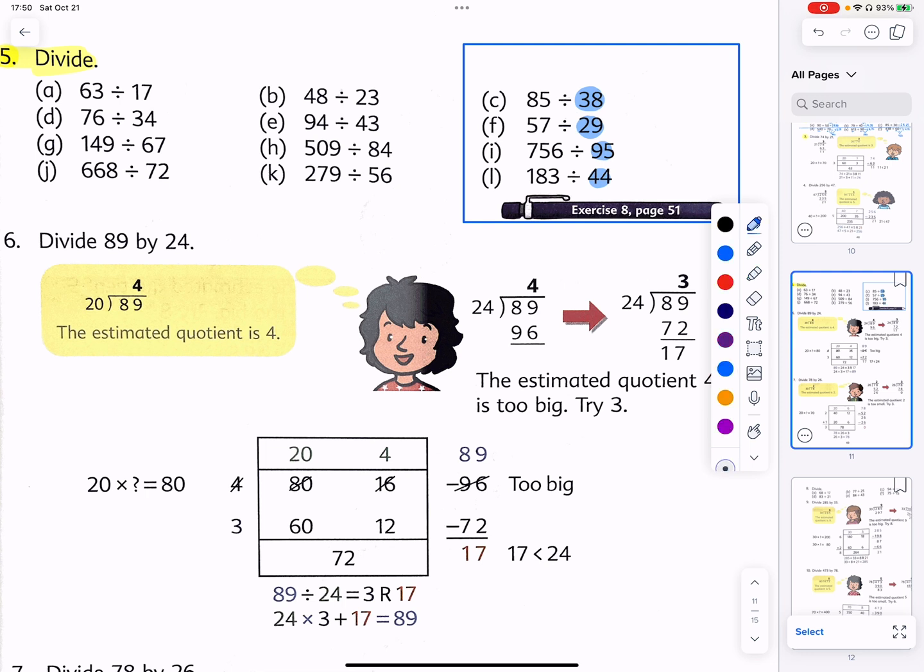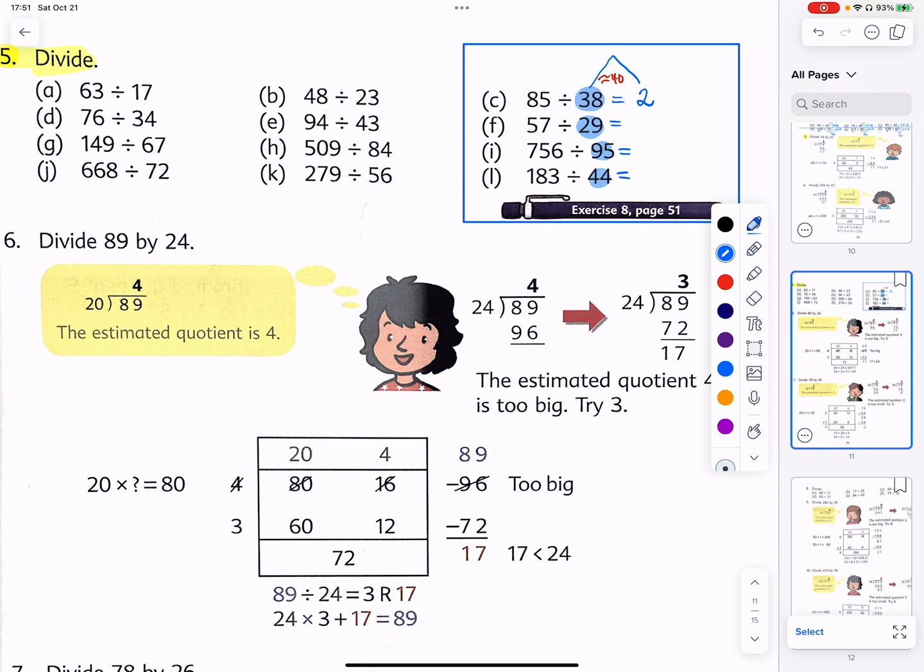Let's see what we can do. Let's ask ourselves, how many times does 38 go into 85? Well, we can think of 38 as about 40, right? So 38 goes into 85 about 2 times.